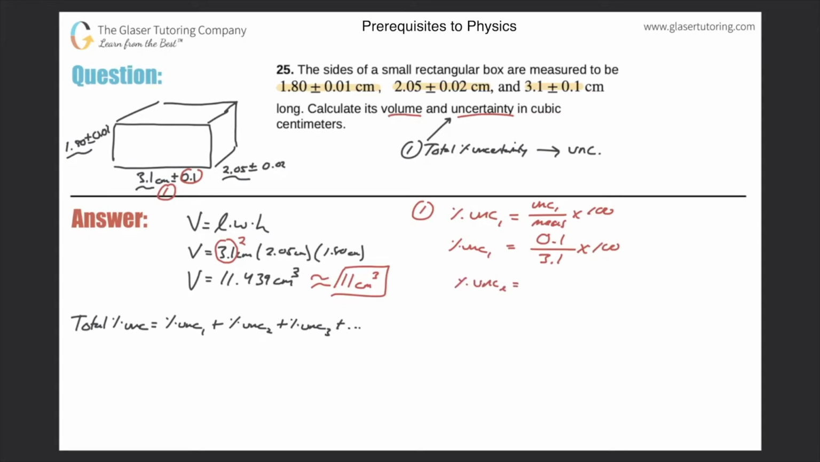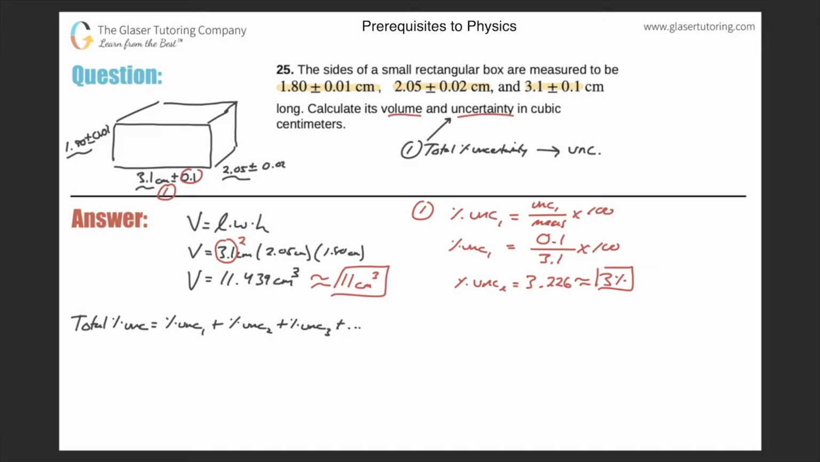So let's throw that into the calculator. 0.1 divided by 3.1 times 100. That comes out to a value of 3.226, etc. But we now have to round this to only one significant figure, because that was the limiting number of sig figs in the numerator. So this comes out to about 3%. Great, that's the value for the first one.